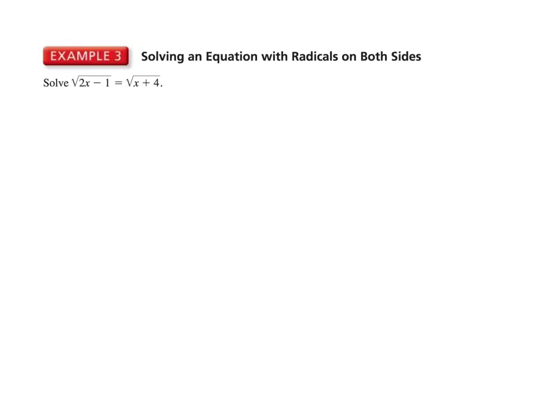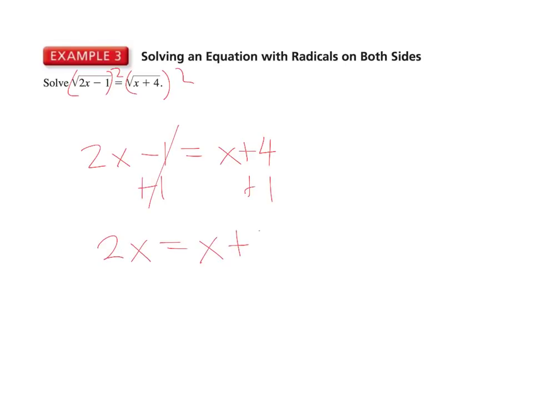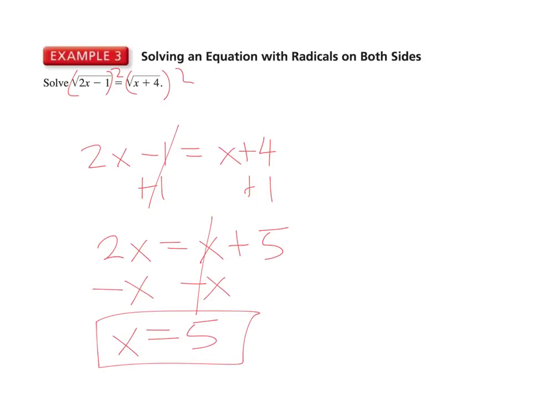Alright, next one. I have radicals on both sides of the equation. So I'm going to square both sides to get rid of them. So I get 2x minus 1 equals x plus 4. Now I'll add 1, so I have 2x is equal to x plus 5. And I'll subtract x. So I get x is equal to 5. Done. It goes really fast once you understand what you're doing.